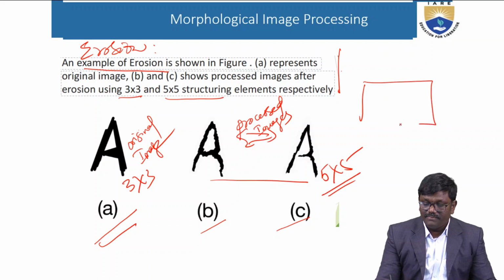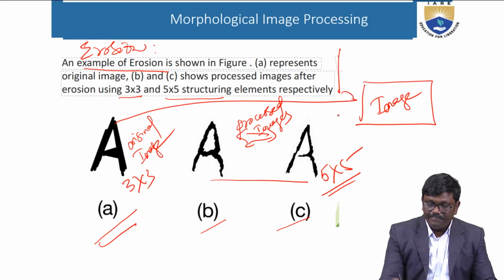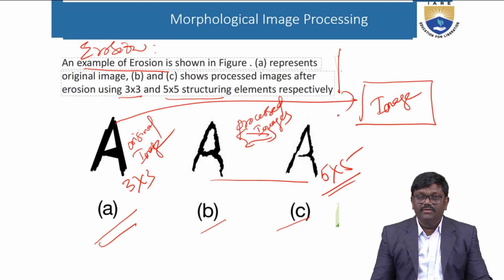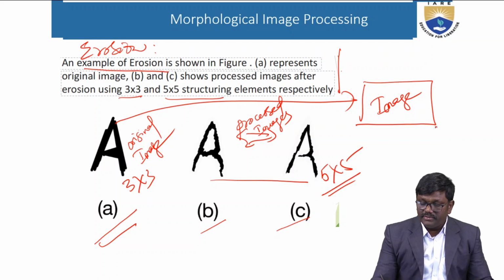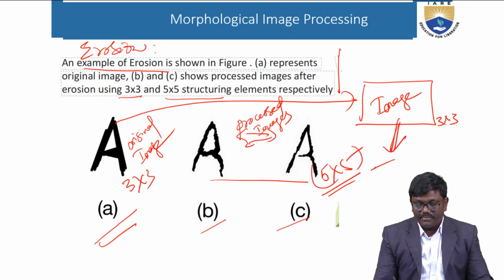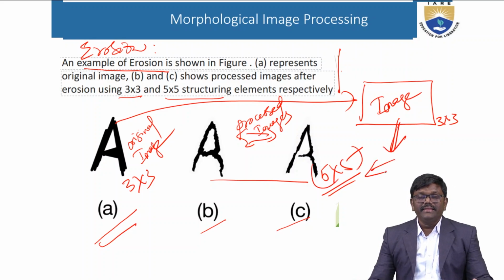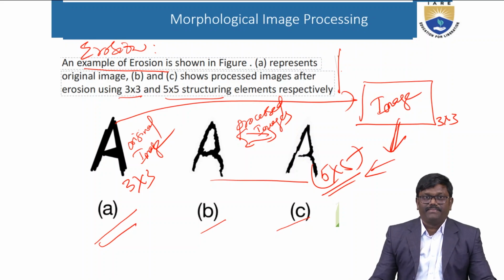So a picture image which you are taking, for example letter A, the linguistic variable A is a picture element A. So that is the 3 by 3. From this we got a 5 by 5 image. Like that we are understanding how morphological image processing applies the erosion operation. We understand the erosion operation in the best way with a simple example.